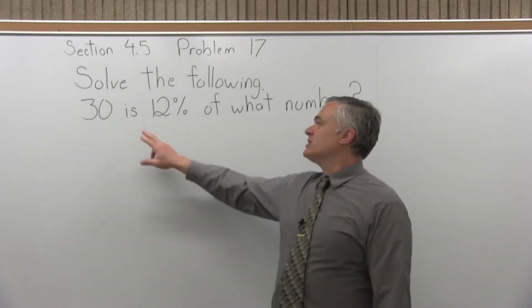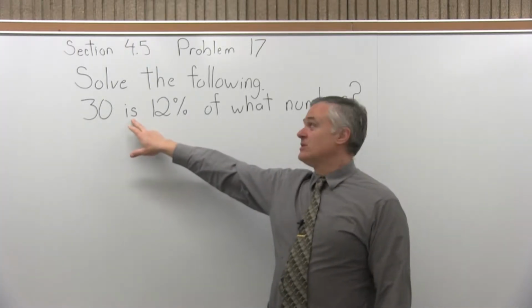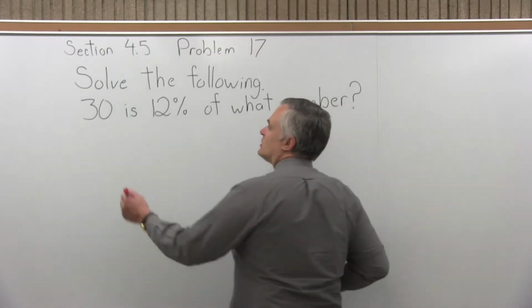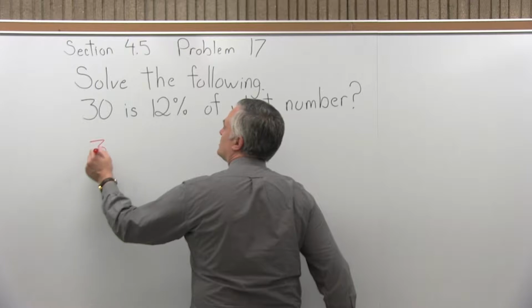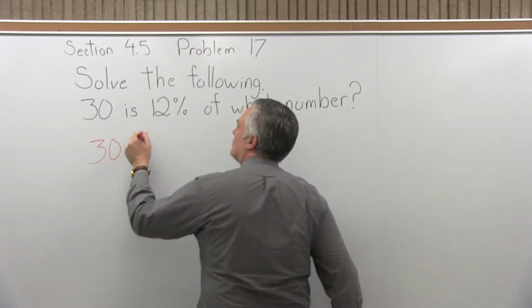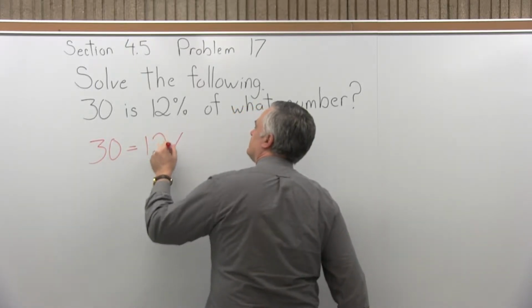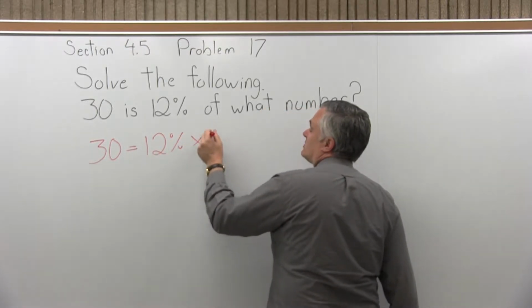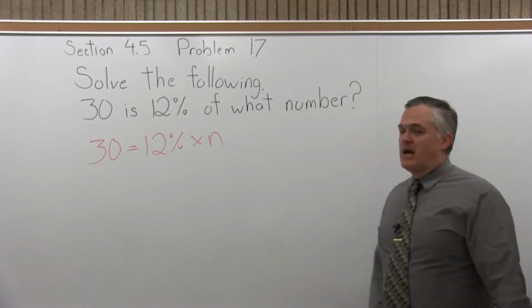So to make it an equation, the "is" will become an equals, and the "of" will become a multiply. So "30 is" becomes 30 equals 12% of becomes times. What number is unknown? So we just use n for number. And now we have an equation.